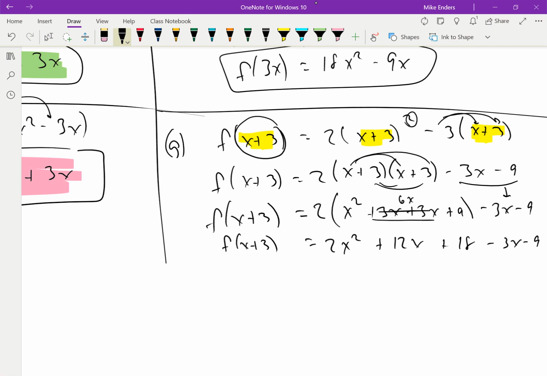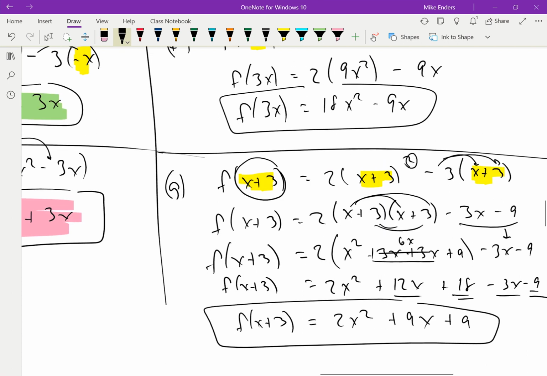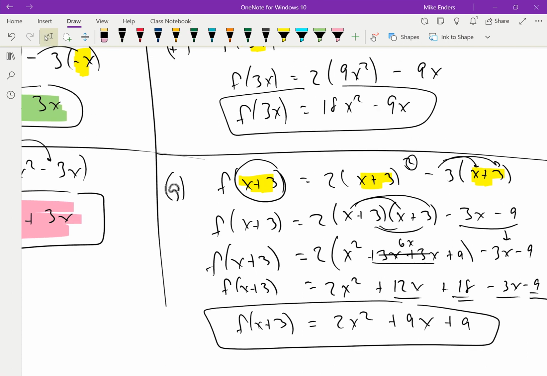Combining like terms, let's see what we end up with. We've got 2x squared. We have 12x and a minus 3x, so that's a 9x. I have an 18 and a minus 9, and that's a plus 9. So f of x plus 3, as opposed to f of 3 times x, in example G here is 2x squared plus 9x plus 9.